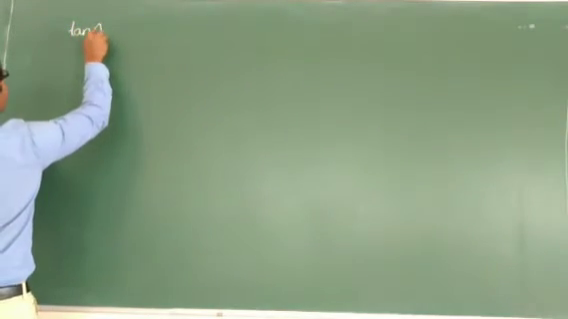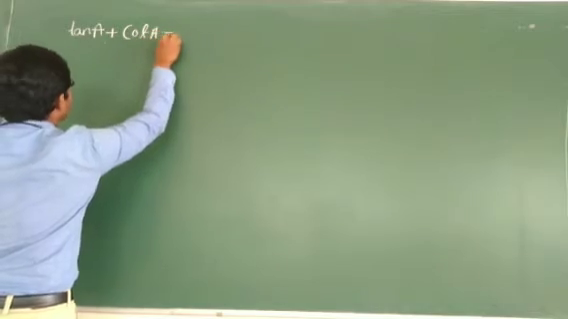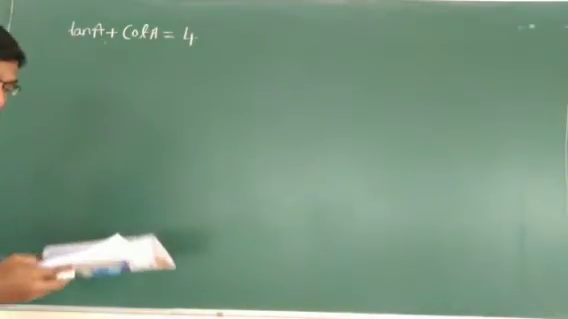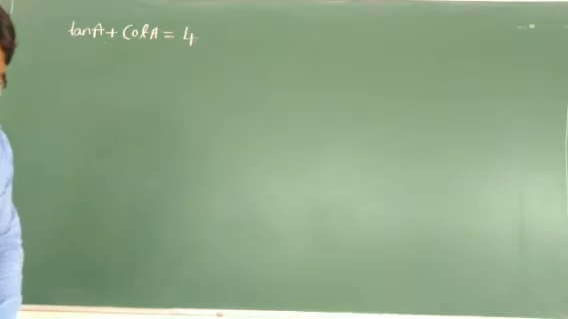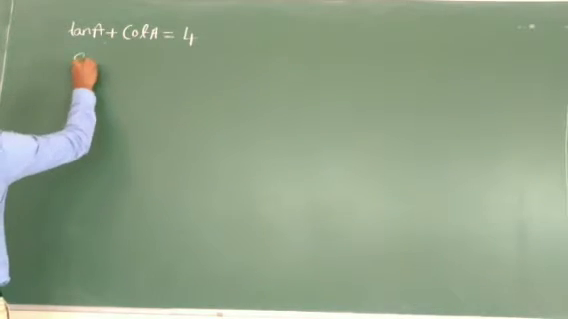Hi everyone. Let's look at the first question in trigonometric functions. tan A plus cot A is given equal to 4. We need to find tan power 4A plus cot power 4A. So here let's take squaring on both sides.